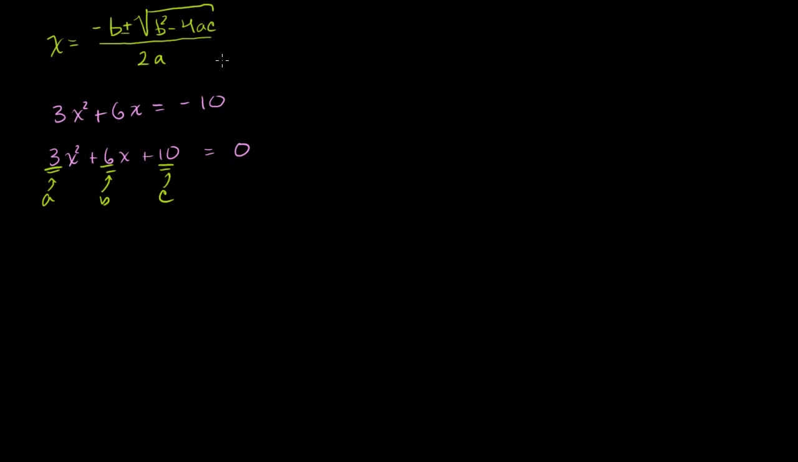So the quadratic formula tells us the solutions to this equation, the roots of this quadratic function, I guess we could call it. X is going to be equal to negative b. B is 6. So negative 6 plus or minus the square root of b squared. B is 6. So we get 6 squared minus 4 times a, which is 3, times c, which is 10. All of that over 2 times a. 2 times 3.